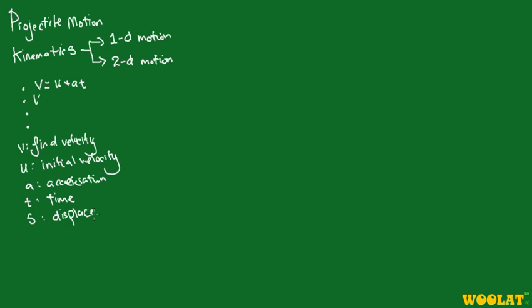So the four kinematics equations are v equals u plus at, v squared equals u squared plus 2as, s equals half times u plus v times time, and s equals ut plus half at squared.